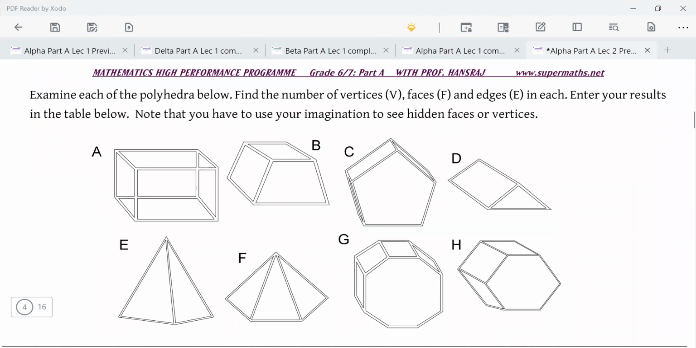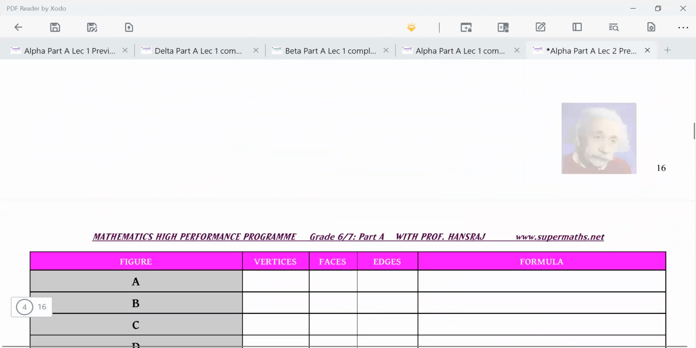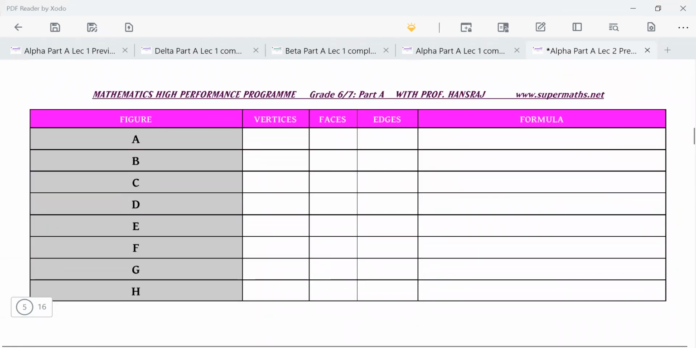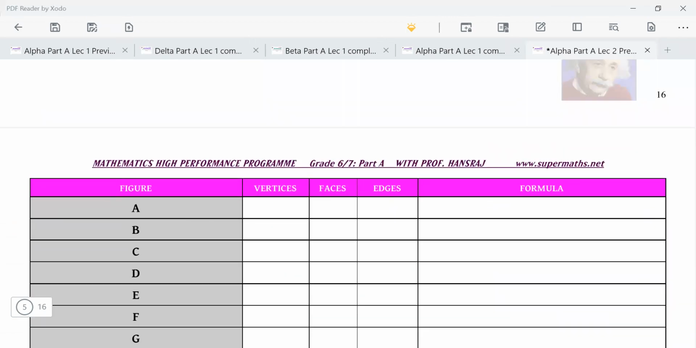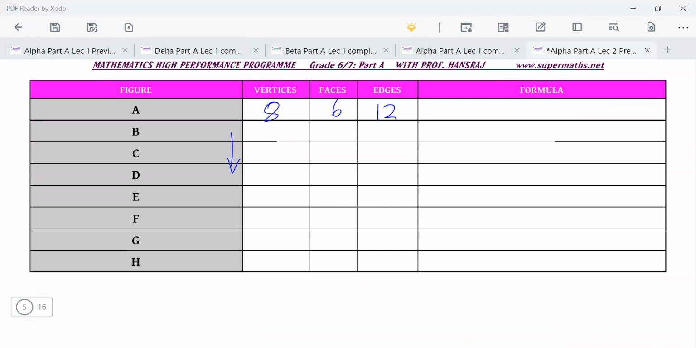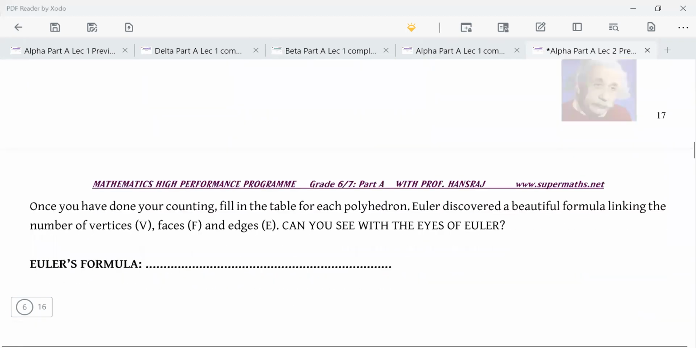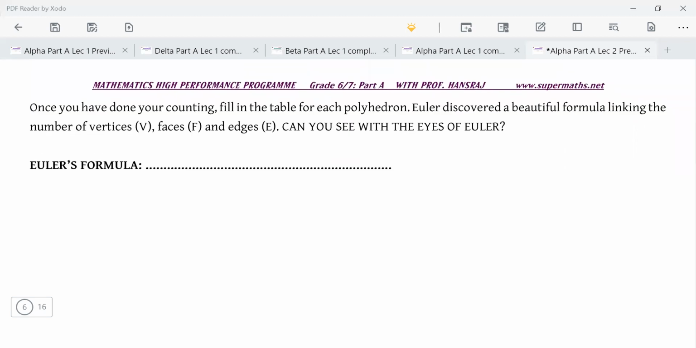Now there's an interesting relationship you can discover about this. We'd like you to fill in the blanks in the table here for all these shapes that we have. So if you take shape A, it has 8 vertices, 6 faces, and 12 edges. Now carry on doing that for the rest of the shapes and see what you come up with. It's easy to count. But what we are getting at is, is there a relationship? Is there a formula linking the vertices, faces, and edges? There is actually. It's quite intriguing.